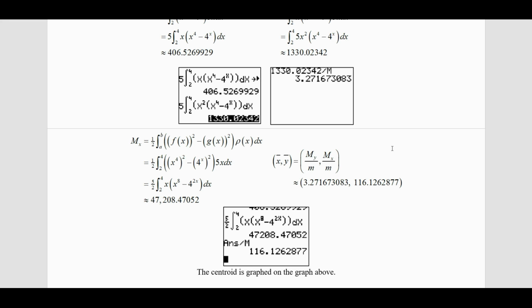All right, so hopefully that gave you some idea of what to do with centroids, mass, center of mass, and so forth. All right, time to work some more problems.